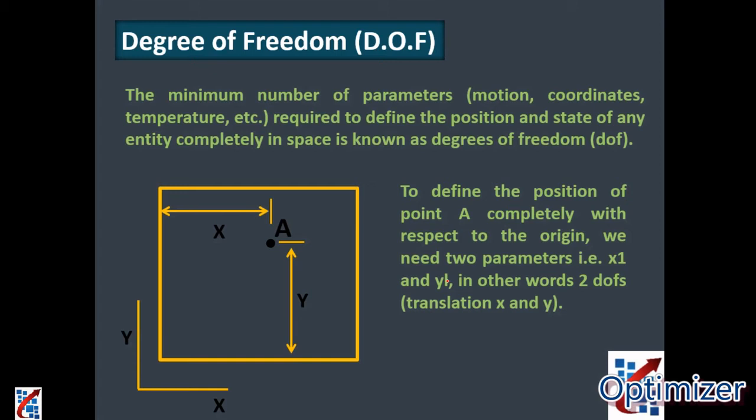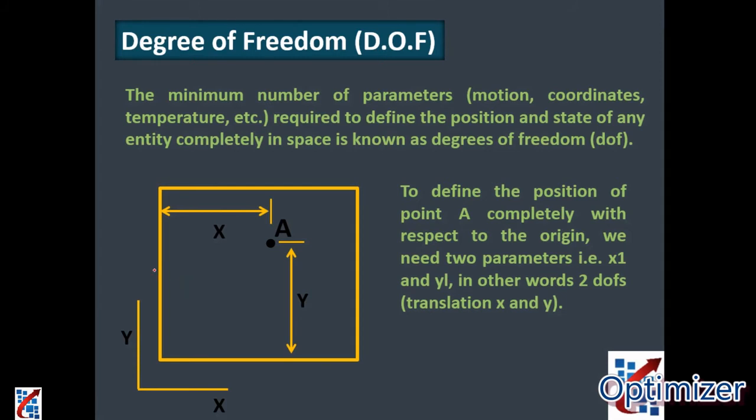So before that we need to go through what is degree of freedom. Okay, because degree of freedom is the main basic concept required to study finite element analysis. So what is DOF or degree of freedom? The minimum number of parameters required to define the position and state of an entity in space is known as degree of freedom. So the minimum parameters or entities required to describe a point or object in space is called degree of freedom.